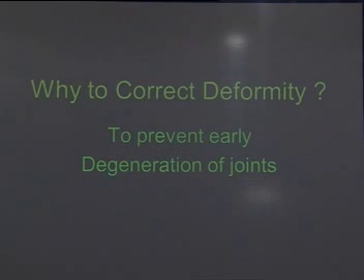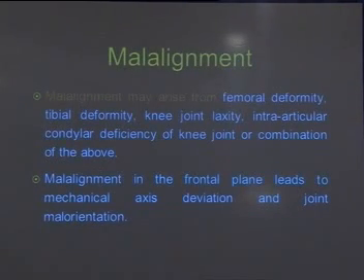Why to correct the deformity? To prevent early degeneration of the joint. And what is the malalignment test? Again, very important. Malalignment may arise from femoral deformity, tibial deformity, knee joint laxity, intra-articular condylar deficiency of the knee joint, or a combination of the above. Malalignment in the frontal plane leads to mechanical axis deviation and joint malorientation.